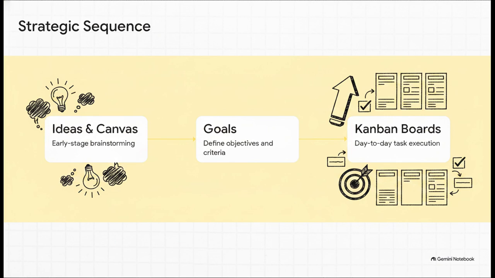Unlike tools that just dump you into a list of tasks, Leantime places an unusual emphasis on a specific sequence. First, you use the ideas and canvas tools for early-stage brainstorming. Then, you set your goals to define clear objectives and success criteria. Only after those strategic foundations are laid down do you move into the Kanban boards for your day-to-day task execution.